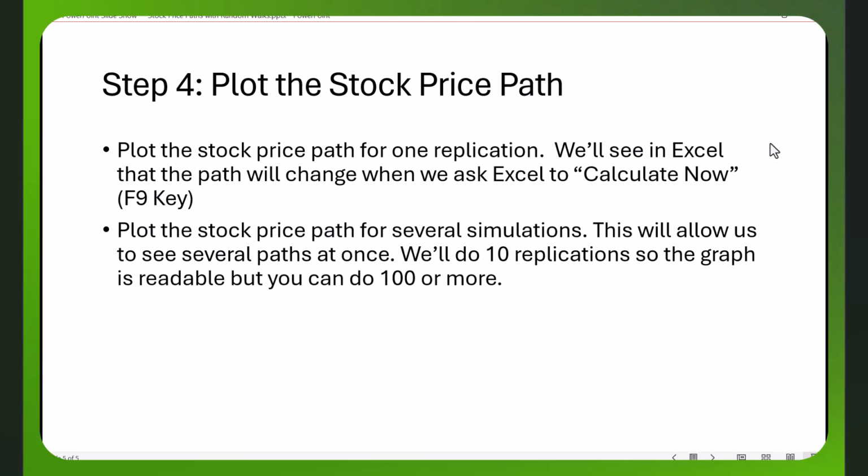And then we'll plot the stock price path. We'll do it just for one replication. And we'll see in Excel that the path will change when we ask Excel to calculate now, which is the F9 key. Then we're going to plot the stock price path for several simulations or several replications. And this will allow us to see several paths at once. Okay, I'm only going to do 10 replications so the graph is readable, but you could do 100 or 1,000. It's just when you do more, there's so much stuff on the graph that it gets kind of messy looking. So let's go to Excel.